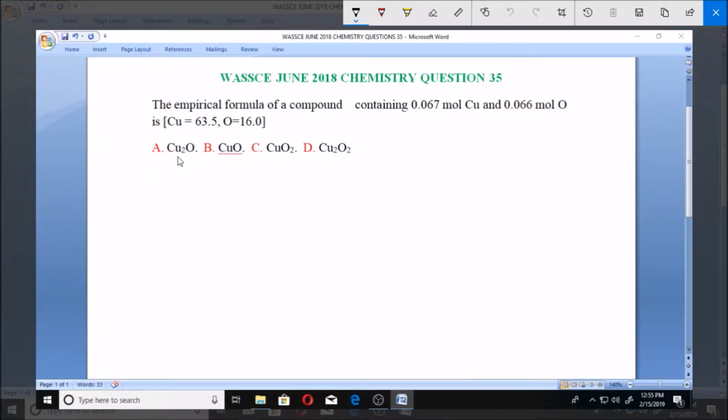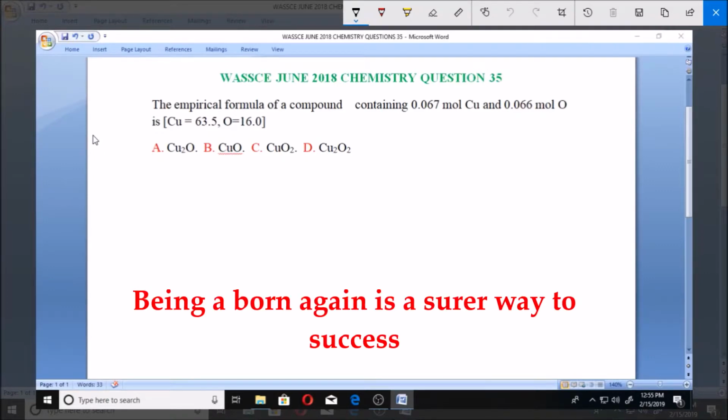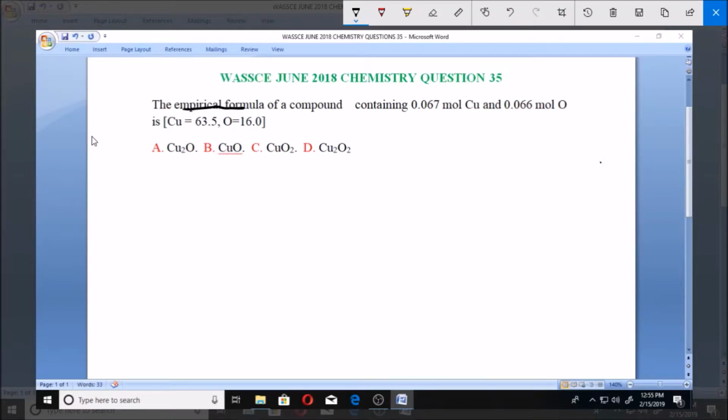Options: A, Cu2O; B, CuO; C, CuO2; D, Cu2O2. So now we are told to find the empirical formula, the formula that has the components in the simplest ratio. So how do we go about this?